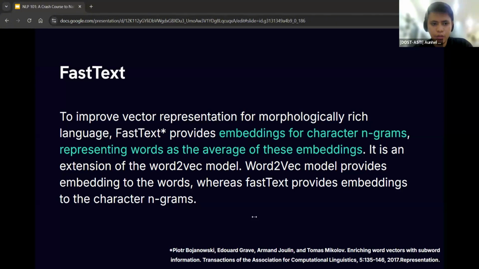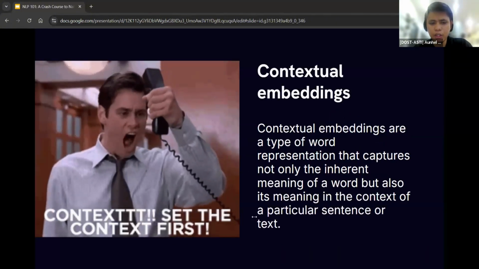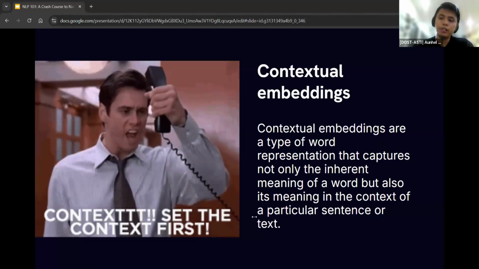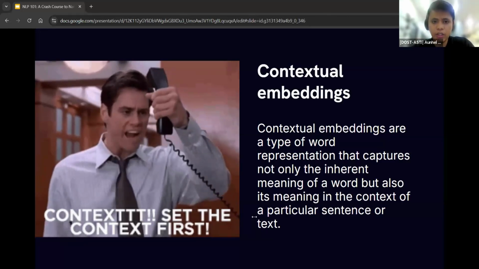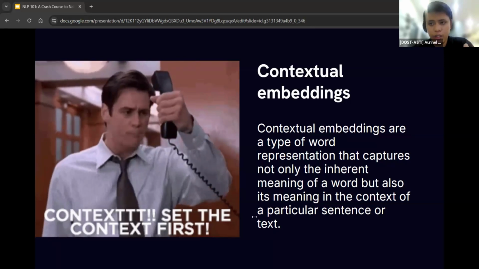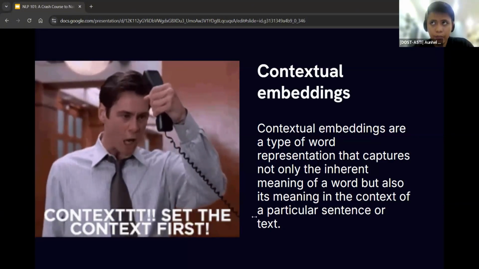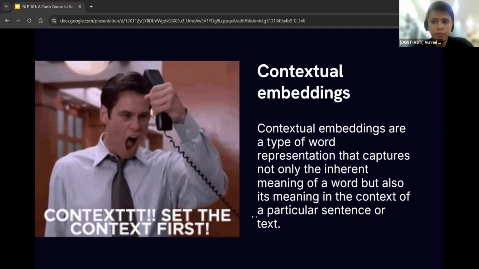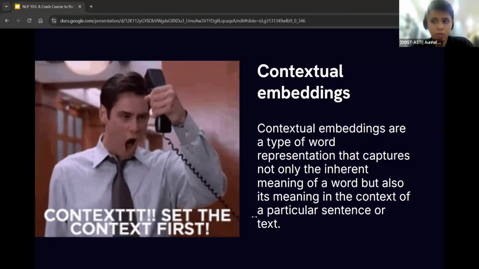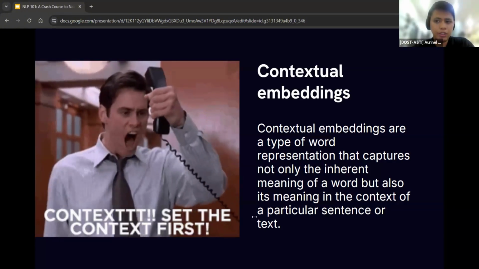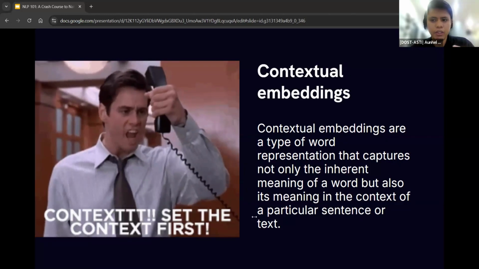So we also have what we call contextual embeddings. These embeddings are a type of word representation. In the earlier discussions of word embeddings, each word is represented by a vector. The trouble with that is words with multiple meanings have the same vector representations, because during training the network averages all the values to create a single representation for that specific word.